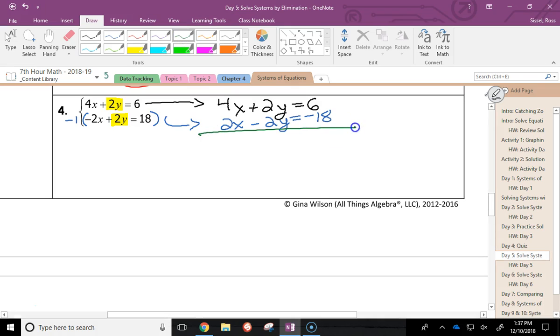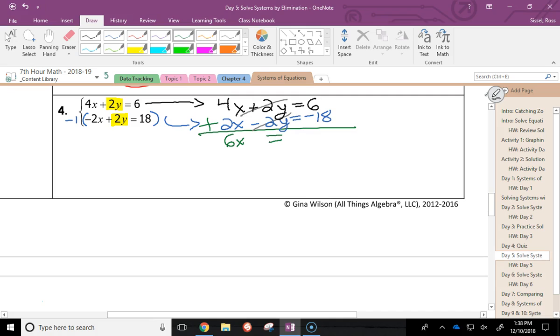We solve now. 4x plus 2x equals 6x. 2y minus 2y is 0. I have 2 y's, I take 2 y's away. That is the one that's eliminated. Huge hint: today, if you don't eliminate one of the variables, you did something wrong. So 2y minus 2y is nothing.